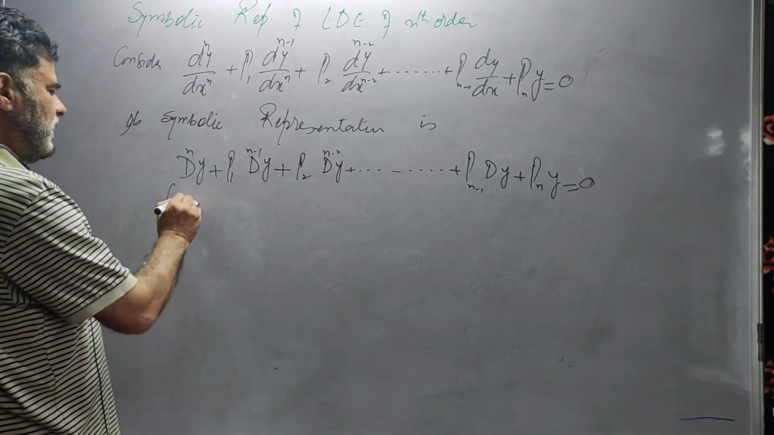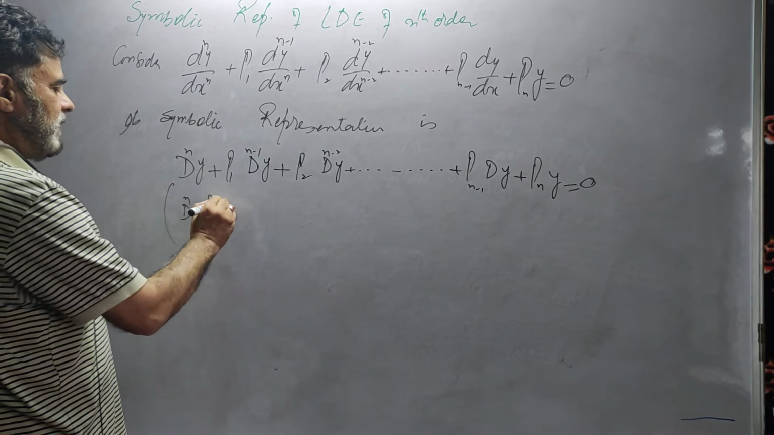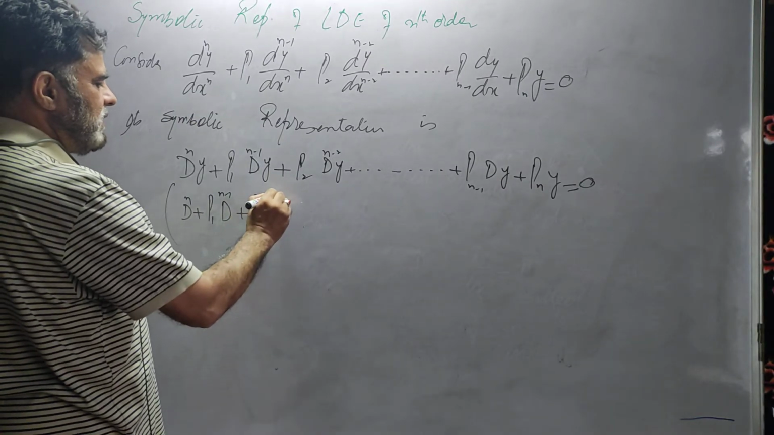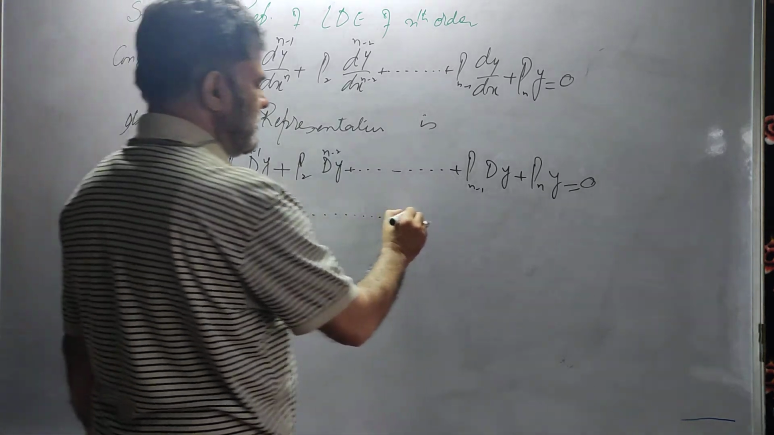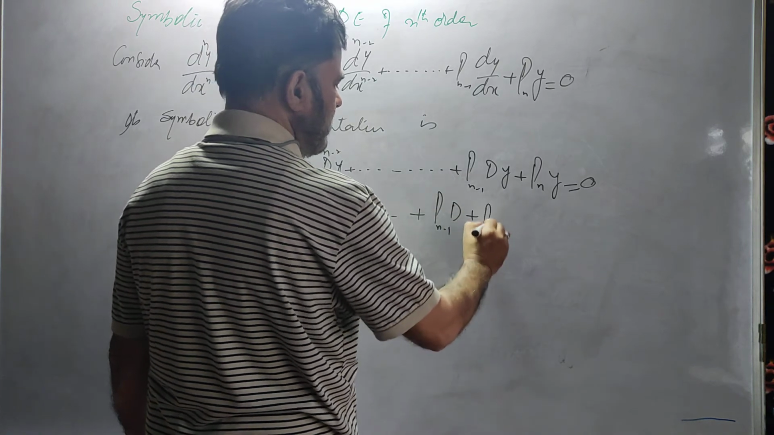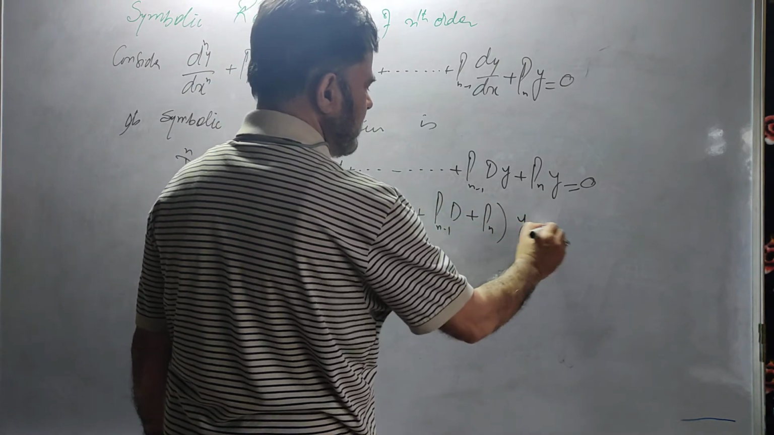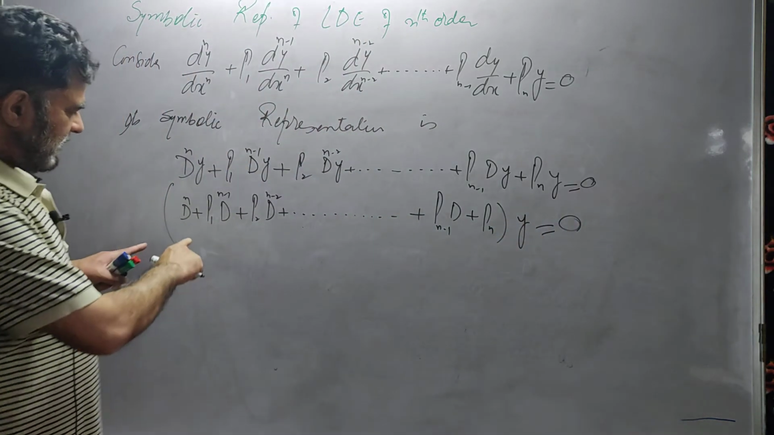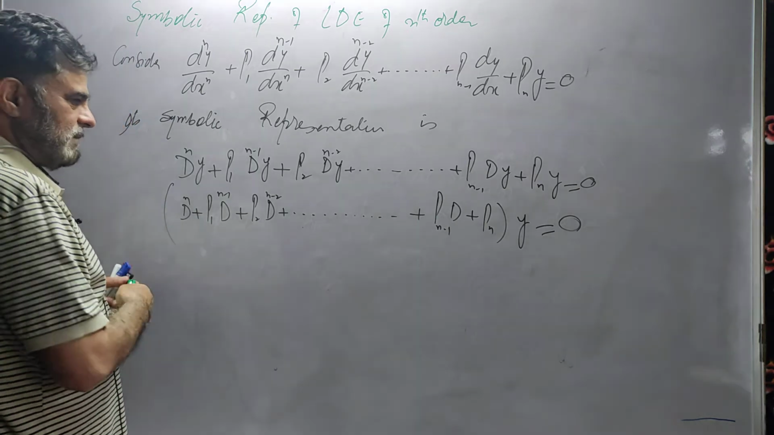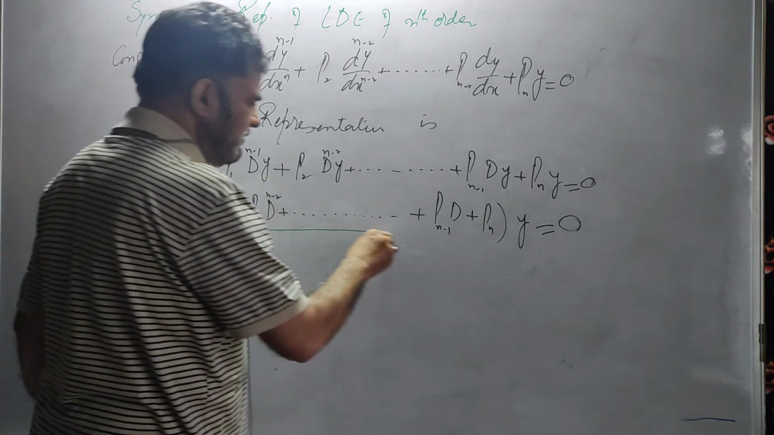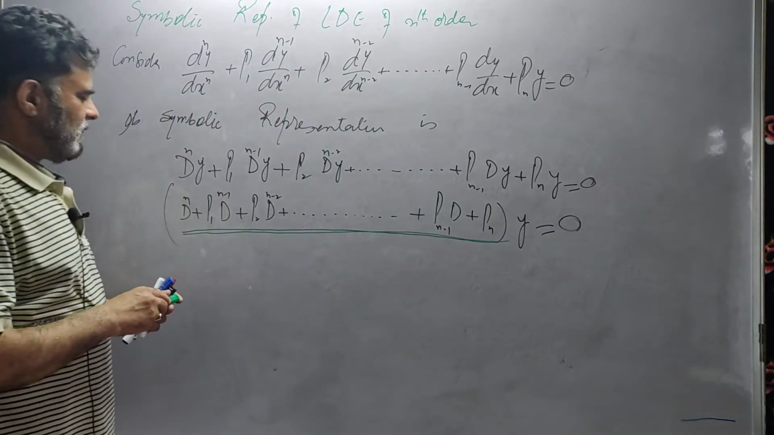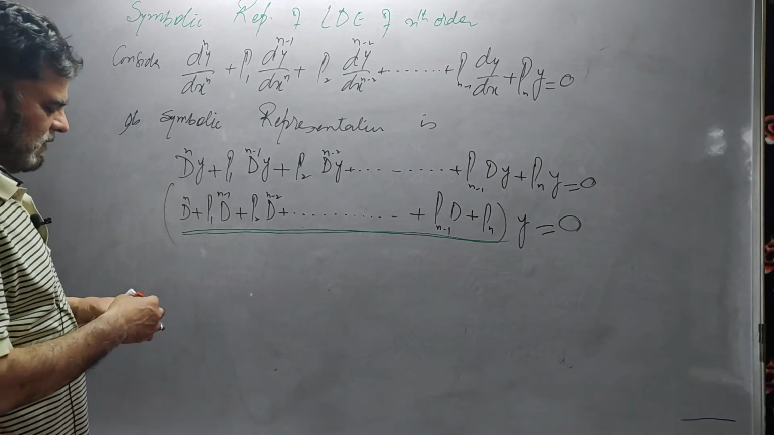This is d n plus p1 d n minus 1 plus p2 d n minus 2 plus, these are the constants, pn minus 1 d plus pn, with y common, is equal to 0. Now you look here, this whole expression is a function in d. This is some function in d of what order? Of order n, because the highest power of d is n.